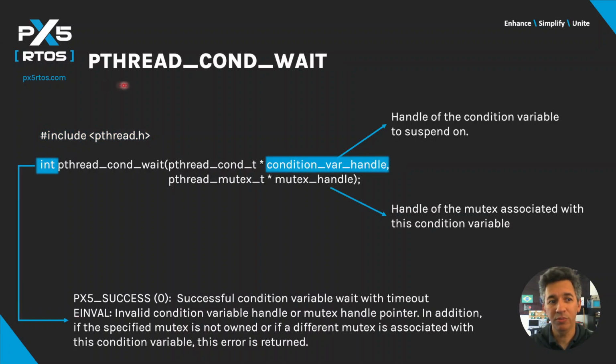A call to the pthread_cond_wait API will suspend the thread on the condition variable specified by the condition var handle. Please notice that before calling this API, the thread must have obtained the mutex specified here by the mutex handle. Internally, PX5 RTOS will release the mutex atomically with the thread suspension. And then, upon the return, the calling thread will again own the specified mutex regardless of completion status. Then finally, we can check the return for errors.